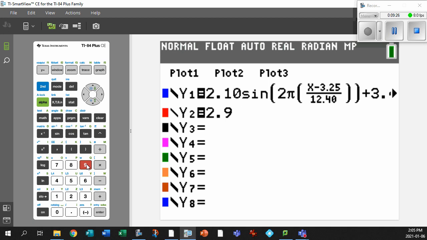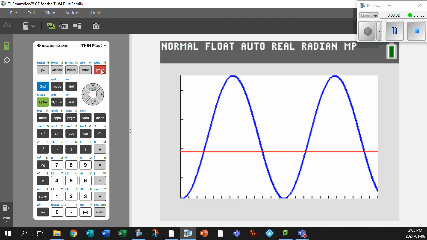Because your equation talks about depth. You want to find 2.9 meters, throw it in there, graph it. And you find out, look at that. During the day, it's at 2.9 meters here, here, here, and here. And my question is, to the nearest tenth of a minute, what times are these?